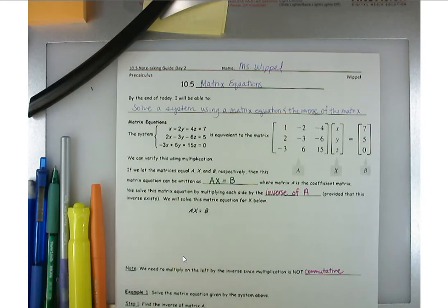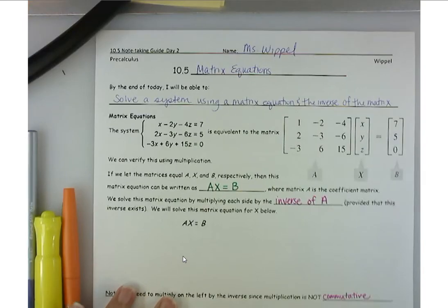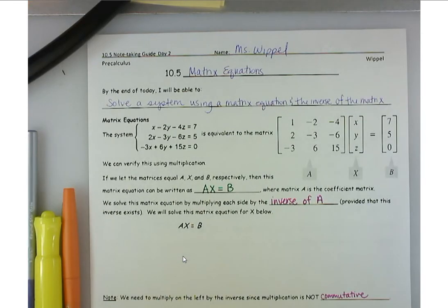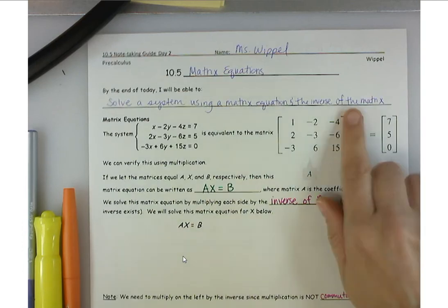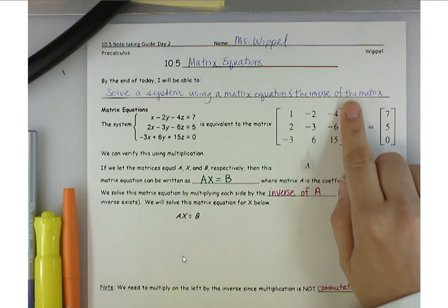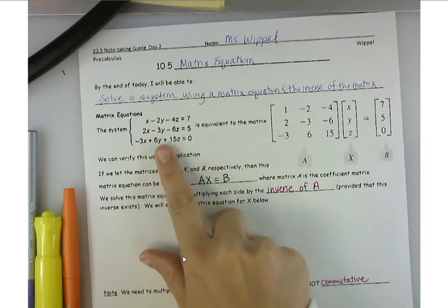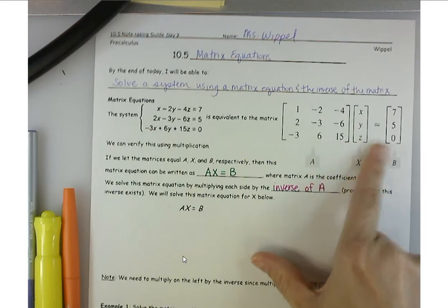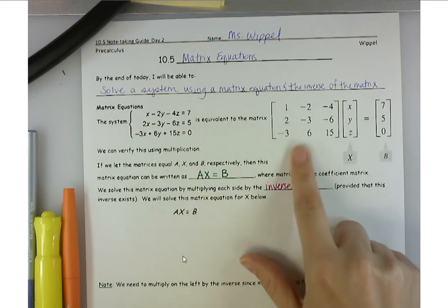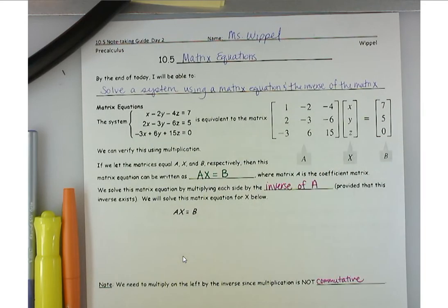And on today's portion of 10.5, we're going to focus on solving matrix equations. And we can solve a matrix equation using the inverse of a matrix, which is what we found yesterday. So if we look at this system, it's equivalent to this matrix equation. So look at matrix A. What's in matrix A here? How would we form matrix A?